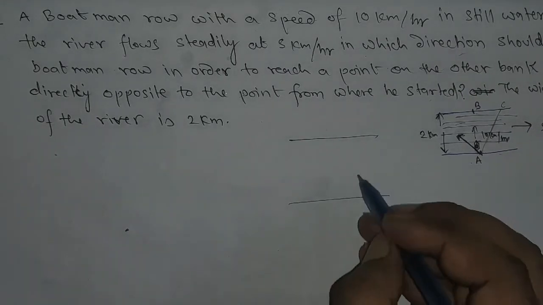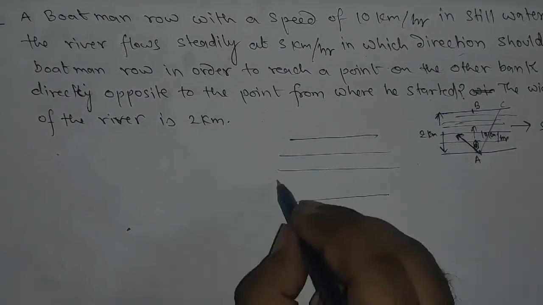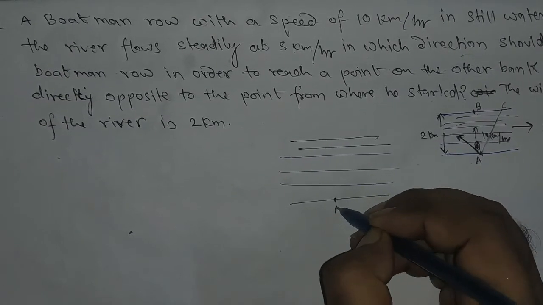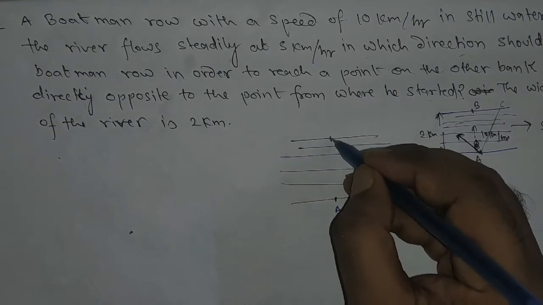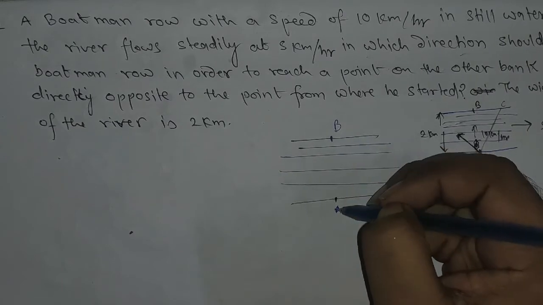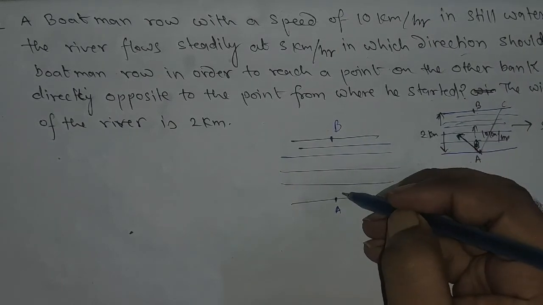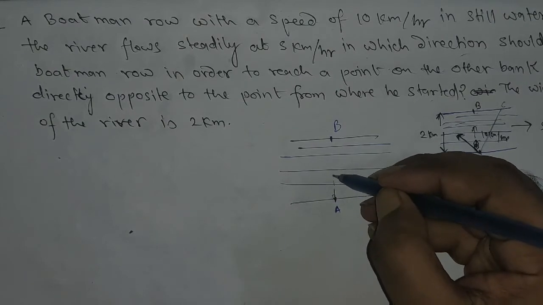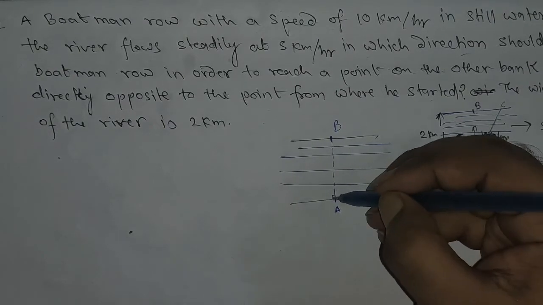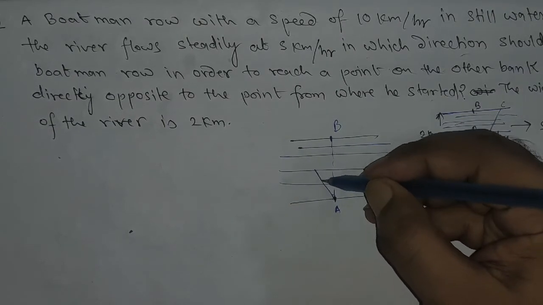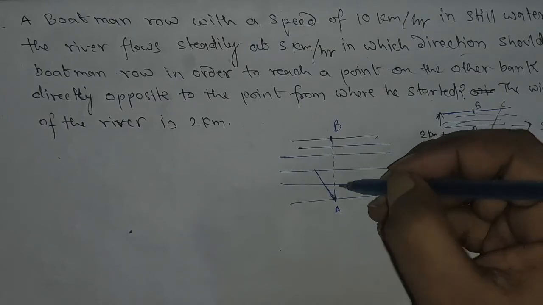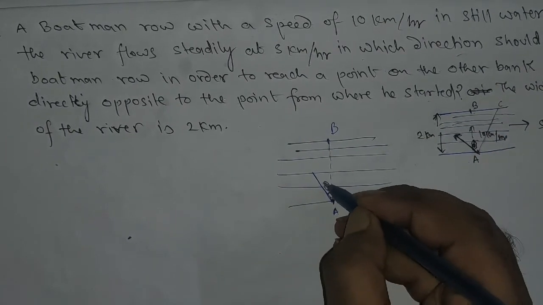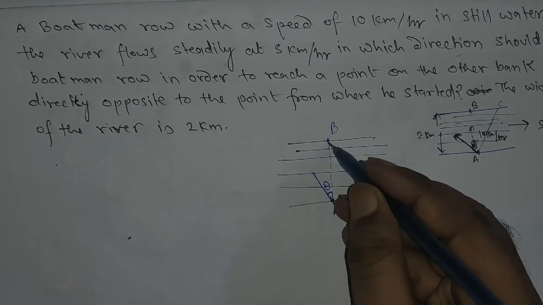This is the boat, this is the river, and it is flowing. Now this is point A and this is point B. In order to reach point B, the boatman will row with the angle theta from vertical in order to reach directly at point B.